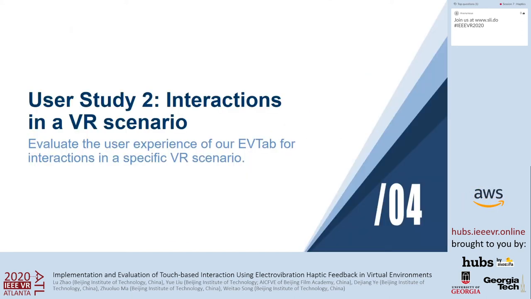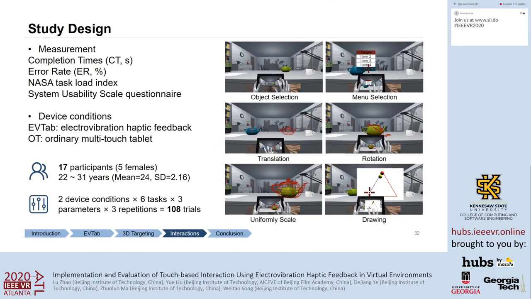We conducted a set of interaction tasks in a specific VR scenario to evaluate the user experience of our EVTAP. We built a virtual office scene in Unity to provide a VR immersive environment. We used a Utah teapot as a 3D object to be manipulated. Participants were asked to touch and select the teapot, select a specific option of the menu, translate the teapot, rotate it, change its size, and draw graphics according to templates in an edit window.